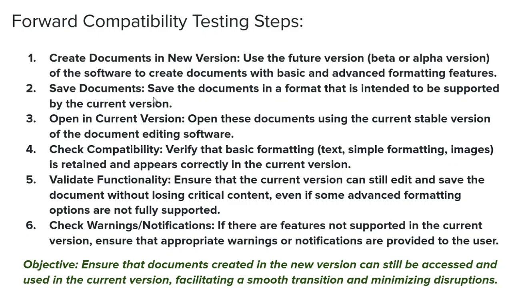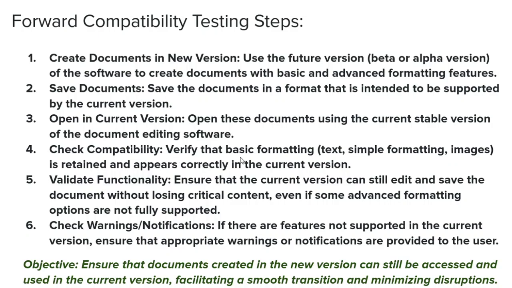For example, saving the document. We can save the documents in a format that is intended to be supported by the current version. So let's say we have intended to save a specific document, and that should work correctly in the future version as well. Opening in the current version: let's say we have to open documents which are created in the advanced version, but we have to check opening them in the current version as well. It should work correctly, right?